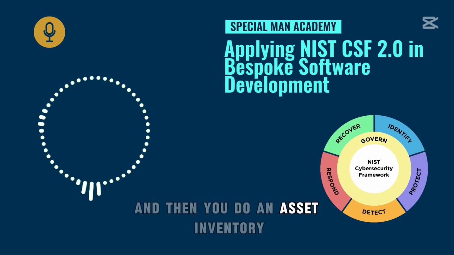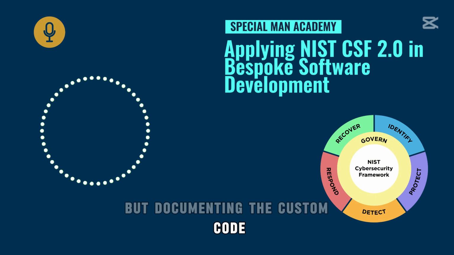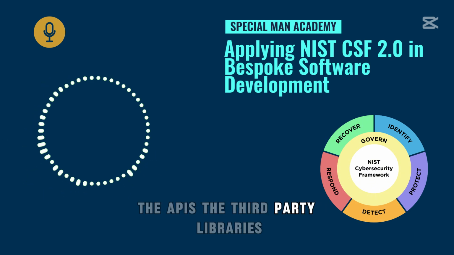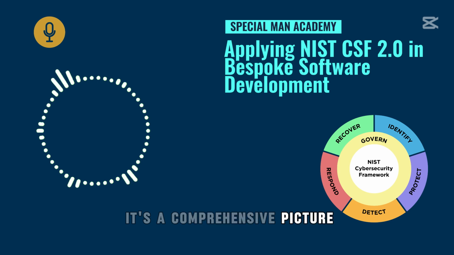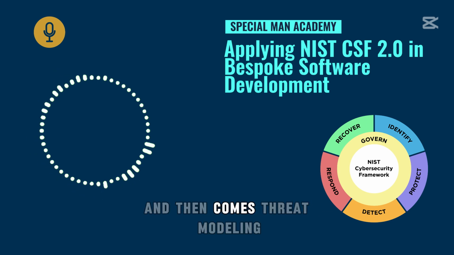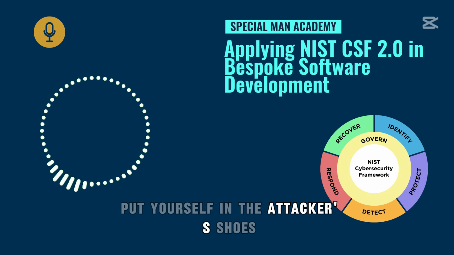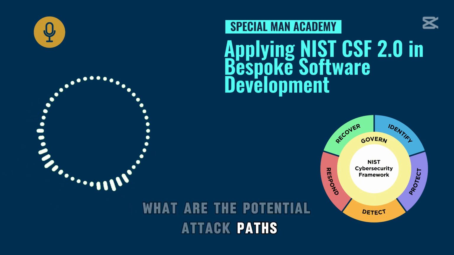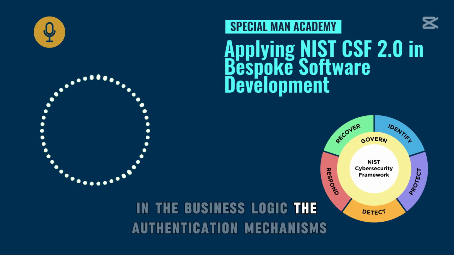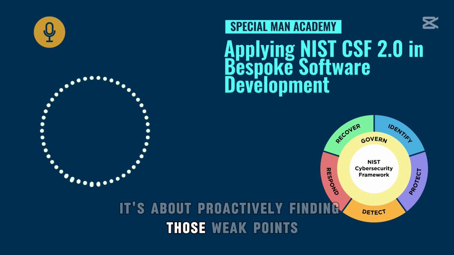And then you do an asset inventory. Not just listing servers, but documenting the custom code, the APIs, the third-party libraries, the cloud environments, everything. It's a comprehensive picture of the technology you're using. And then comes threat modeling. Thinking like the bad guys. Exactly. Put yourself in the attacker's shoes. Where are the weaknesses? What are the potential attack paths? In the business logic, the authentication mechanisms, the data storage, the dependencies on other systems. It's about proactively finding those weak points.